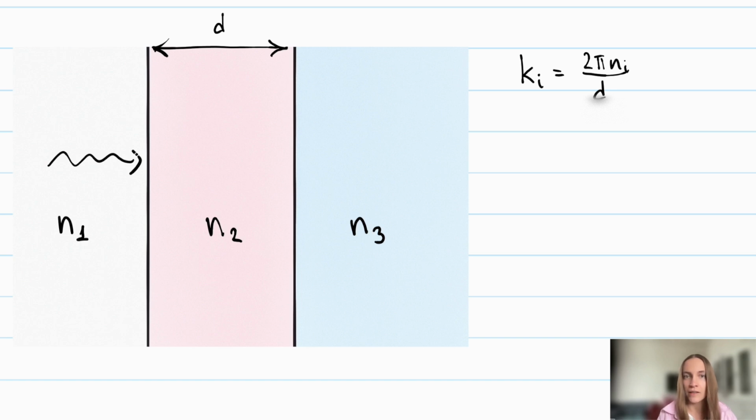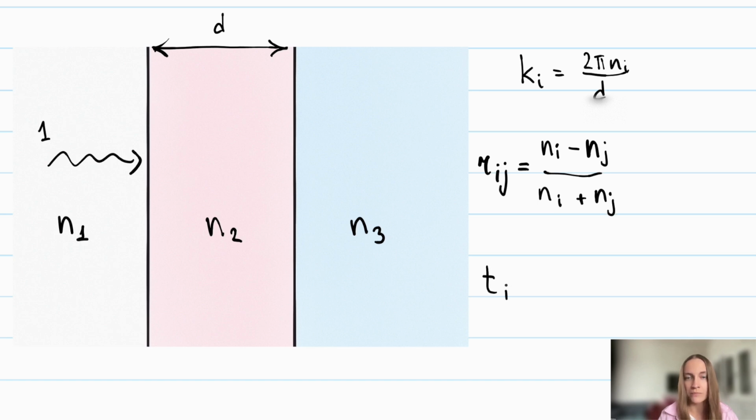A plane wave is incident from medium 1 and we assume its amplitude is normalized to 1. The thickness of the thin film is d. The Fresnel reflection and transmission coefficients between media i and j, when they are isolated, are defined as follows. They represent the ratio of the corresponding electric field amplitudes.